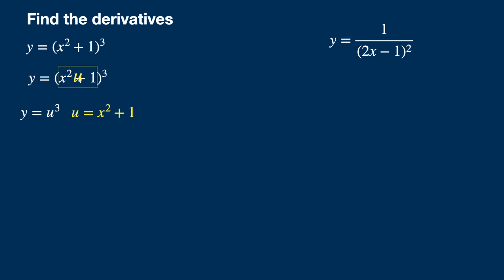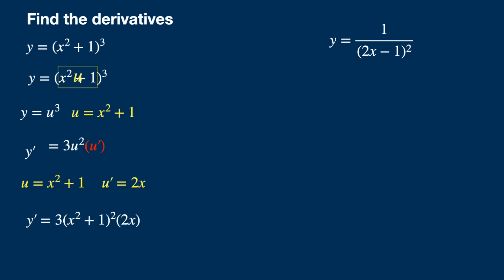The chain rule says we take the derivative of y equals u cubed first. That's going to be y prime equals 3u squared times u prime. Now plugging back in, u is x squared plus 1, and u prime is 2x. So y prime equals 3 times (x squared plus 1) squared times 2x. Simplify this form: 3 times 2x, what's that going to be? 3 times 2 is 6x. That's going to be 6x times (x squared plus 1) squared.